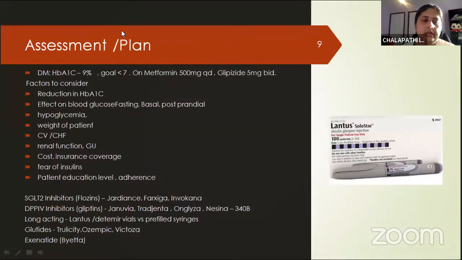What are your thoughts? I'm sure I have put some information on the slide, but without looking at them, by just looking at the medication, what do you think? How do you assess?